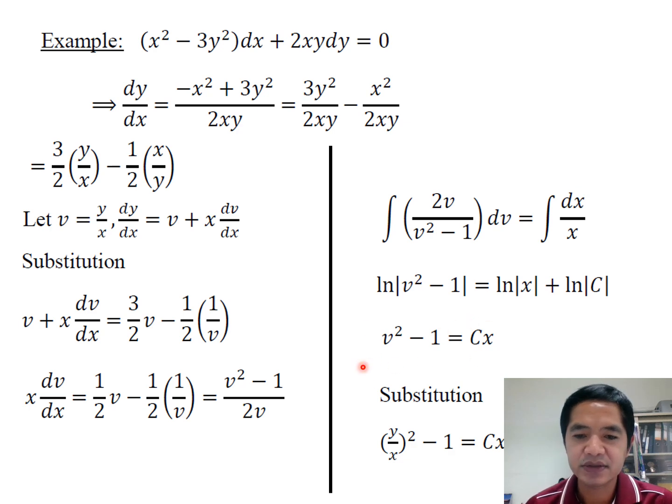So in the final answer, not the final yet, in this form we can get rid of ln. We get v squared minus 1 equal to cx. In the final step, after you get this form, you have to plug back the v here, which is y over x. So (y over x) squared minus 1 equal to cx. This is the final answer. Okay, not so difficult, right?